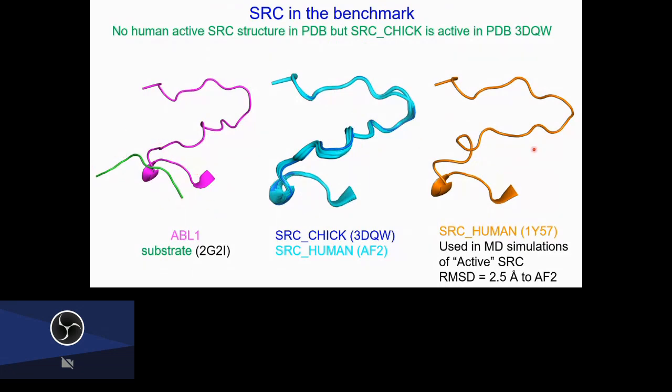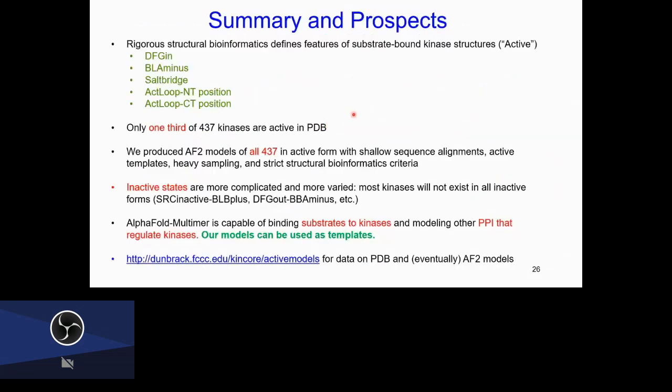So some of the structures that pass our criteria that we think are active, if you look at the details of the activation loop, some of them are not. So just to summarize, we use these 5 criteria to identify active structures in the PDB and then also applied this to the AlphaFold models. We can model all 437 in an active form. Inactive states are going to be more complicated, which we're working on. And then we can use these models to bind substrates and to model other sorts of interactions.